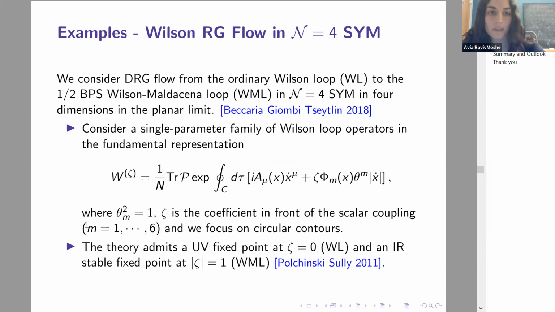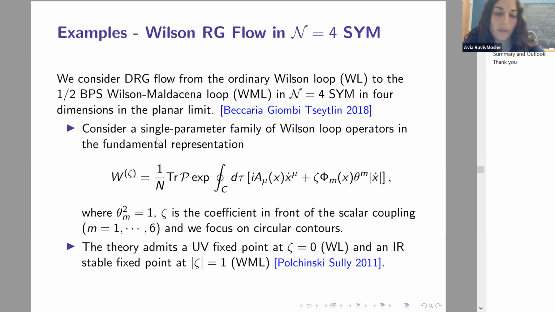So the first example that I will show is a Wilson RG flow in n equals 4. We consider a defect RG flow from the ordinary Wilson loop to the 1/2 BPS Wilson-Maldacena loop in n equals 4 in 4 dimensions in the planar limit. This model was studied extensively in the paper by Beccaria, Giombi, and Tseytlin from 2018, and we used many of their results in order to verify the gradient formula in this case.